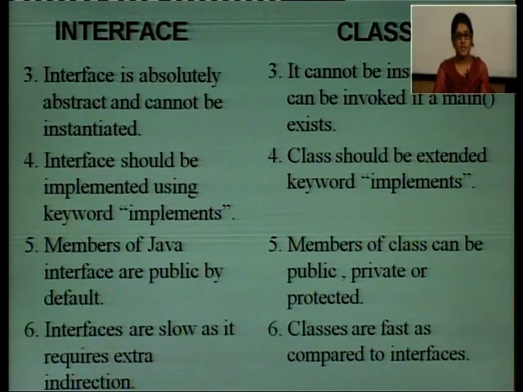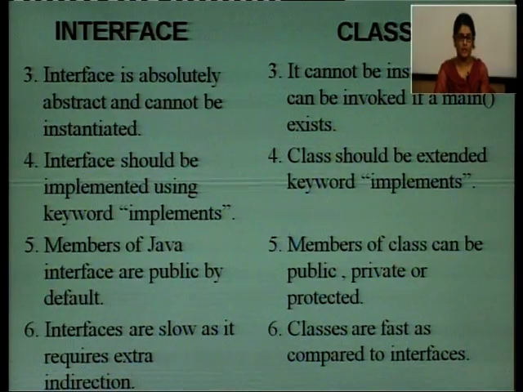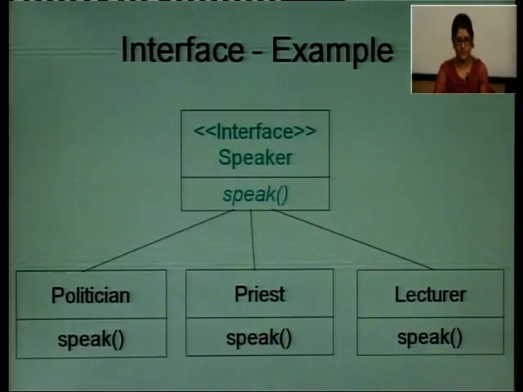Next difference is interface should be implemented using keyword implements, classes should be extended using keyword extends. The members of Java interface are public by default, whereas the members of a class can be public, private or protected as well. Interfaces are slow and the classes are fast. So these are the difference between interfaces and classes.